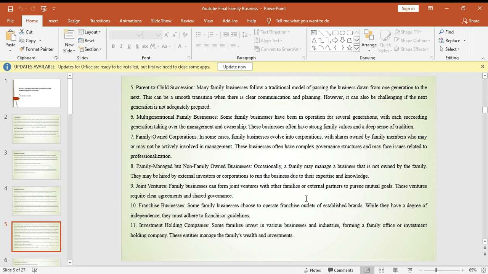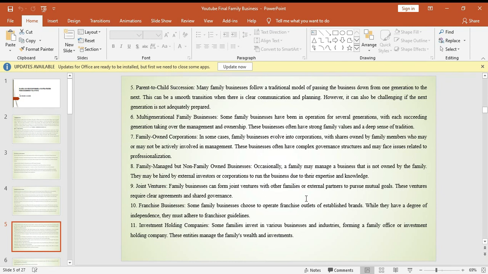Nine, joint ventures. Family businesses can form joint ventures with other families or external partners to pursue mutual goals. These ventures require clear agreements and shared governance. Number 10, franchise businesses. Some family businesses choose to operate franchise outlets of established brands. While they have a degree of independence, they must adhere to franchisor guidelines.